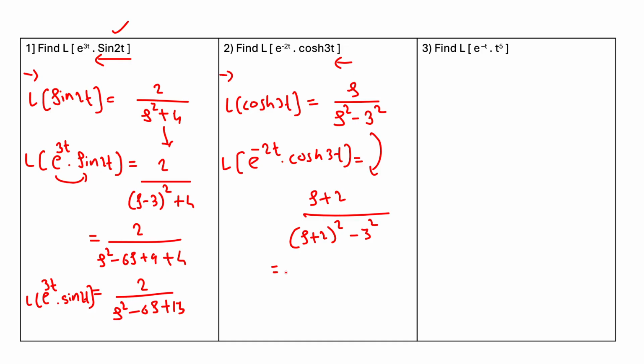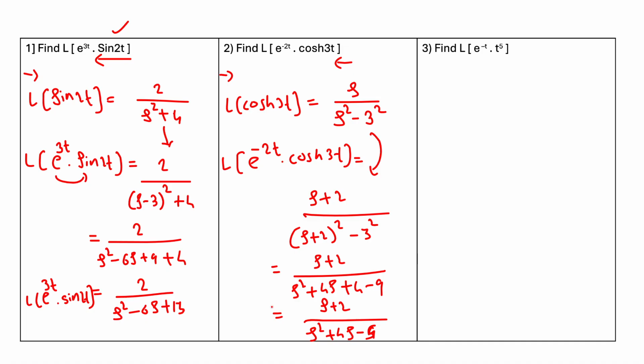Clear? Or simply s plus 2 divided by s square plus 4s plus 4 minus 9. I just expanded s plus 2 bracket square. So your final answer will be s plus 2 divided by s square plus 4s minus 5, since 4 minus 9 is minus 5. This will be your final answer.